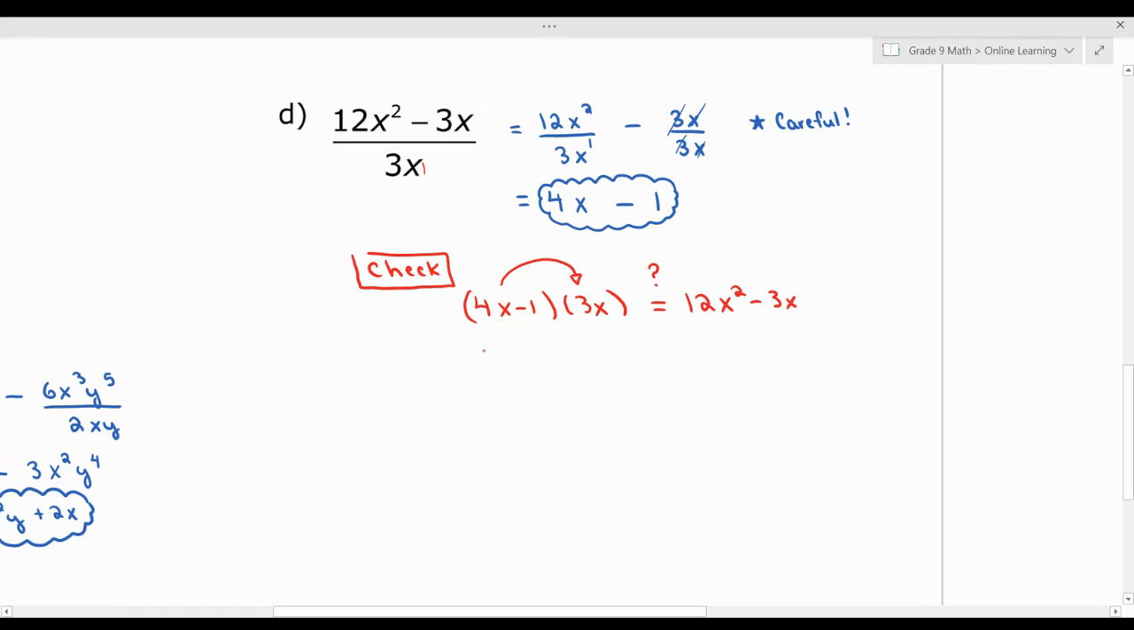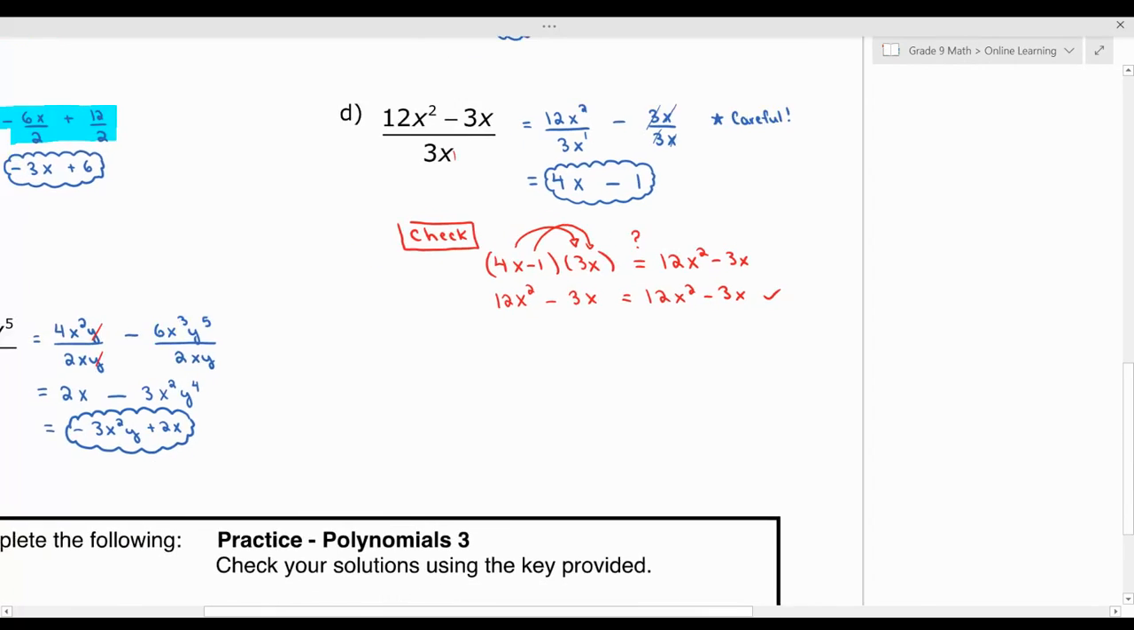So I'd have 4 times 3 is 12. X times x will give me x squared. And then negative 1 times 3x is negative 3x. And luckily we are good that these sides do in fact match. So it's kind of nice. You can always check your solutions when you're multiplying and dividing polynomials. So that's just a little side note.